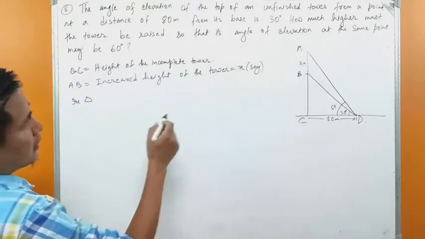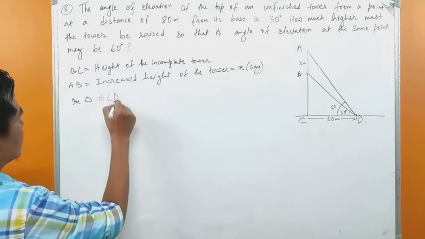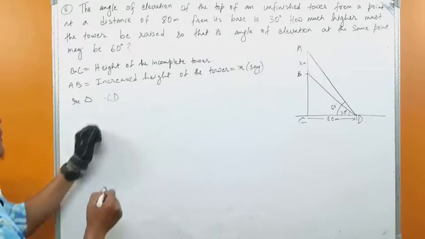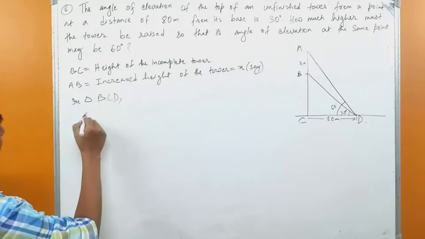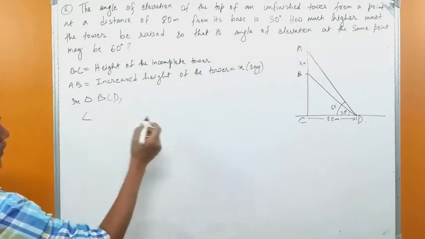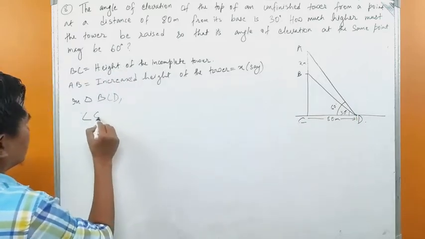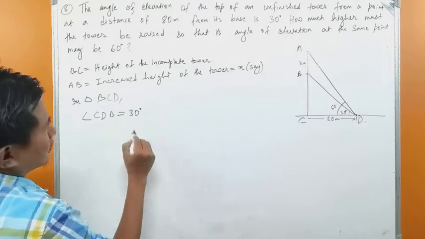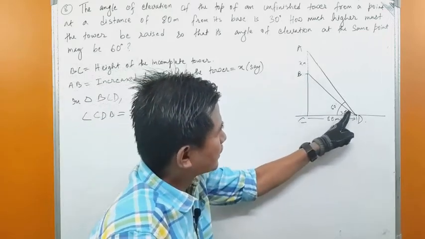So in triangle BCD, angle CDB, okay, D should come in the middle, angle CDB equals 30 degrees. When we talk about the smaller triangle BCD, angle D is 30 degrees.